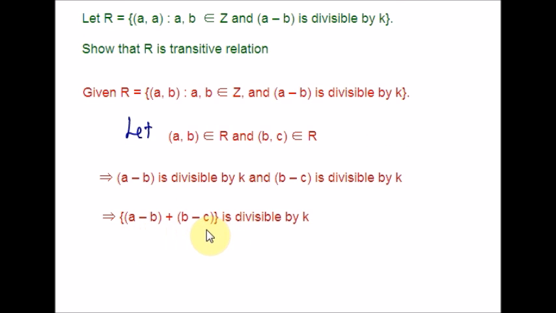So if these two are divisible by K, what will we get? If you open the parenthesis, you will get a minus b plus b minus c is divisible by K. These two will get cancelled out. So a minus c is divisible by K. So if it is divisible by K, what we can say is that if (a,b) belongs to R, we are saying that a minus b is divisible by K. So we are just going to do the reverse thing. If a minus c is divisible by K, then (a,c) belongs to R.